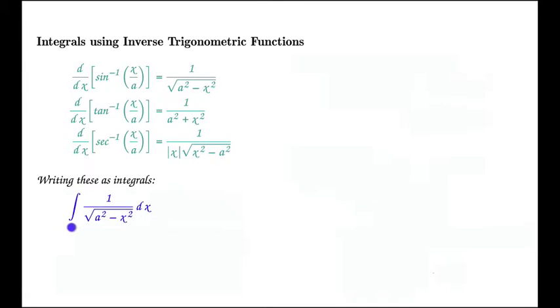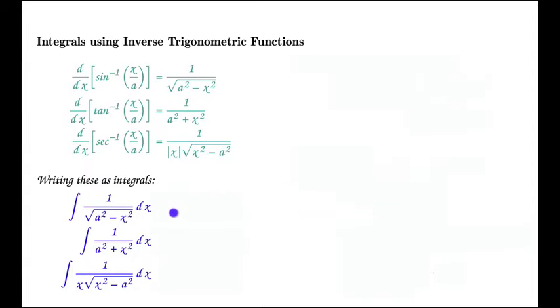So we'll write the integral of 1 over the square root of a squared minus x squared dx for our top differentiation rule. We'll write the integral of 1 over the quantity a squared plus x squared dx. And then for our last one, we're going to write the integral of 1 over the quantity x times the square root of x squared minus a squared dx. For the time being, we'll leave off the absolute value, and we'll see that it will reappear on the other side.